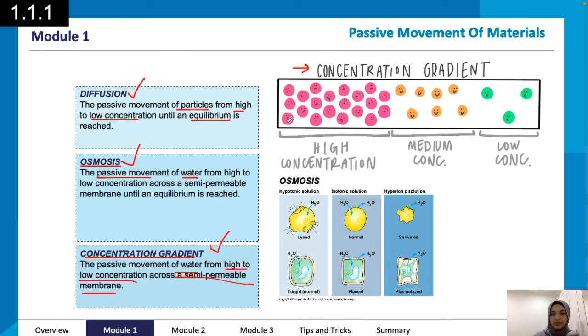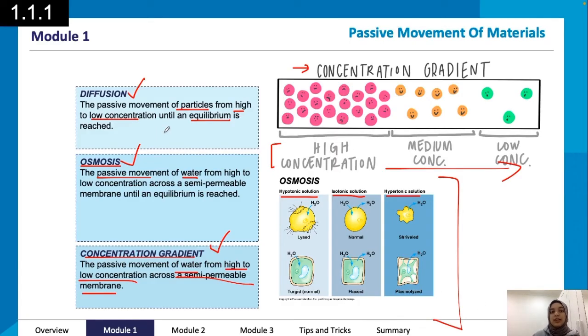So we've got the example of concentration gradient here. Remember that it's the movement of water from high, so over here, all the way to low concentration across a semi-permeable membrane. Osmosis, we have 3 types of solutions: the hypotonic solution, the isotonic solution, and the hypertonic solution, right? So here's the diagram as well. So we've got the different areas conducted for osmosis.